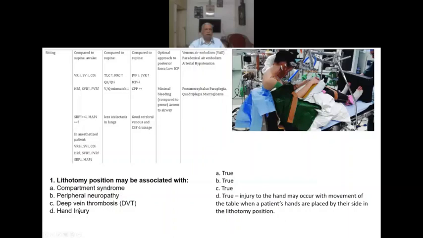Hand injury, can you get hand injury in lithotomy? That is when they break the table for lithotomy. If the patient's hands are long and fingers are pointing, they will be crushed between the table metals, and that is where the hand injury will happen. So you can tell the examiner that you can get a hand injury in lithotomy position. When breaking the table, you have to make sure that the patient's fingers are well away from the side of the table.